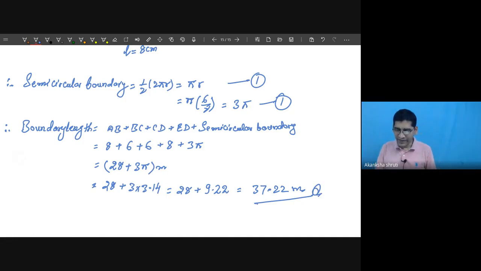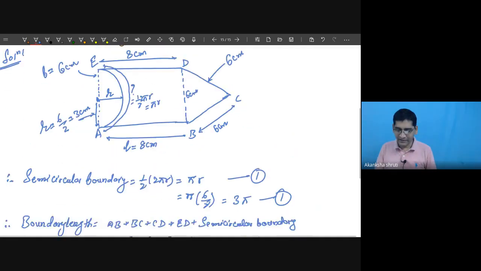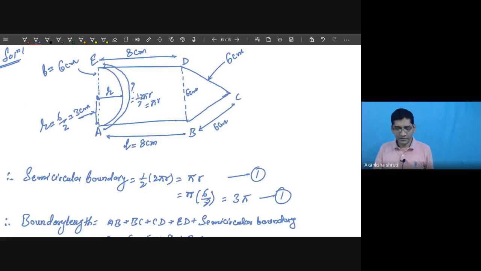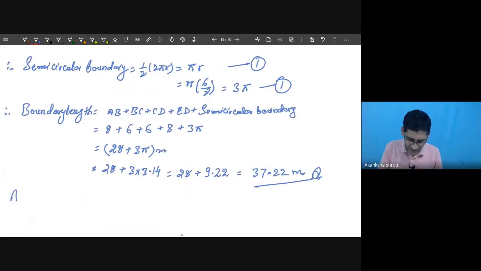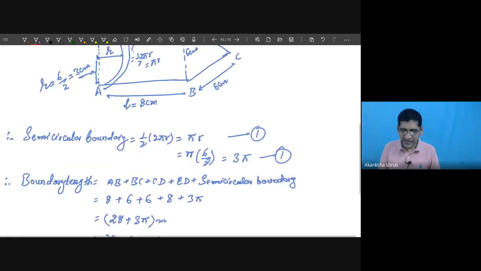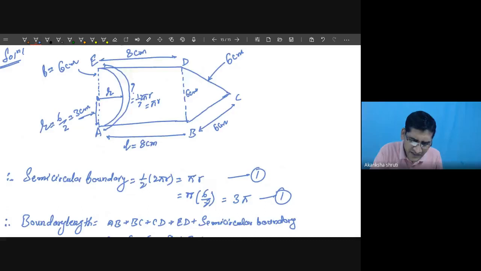So this way we have calculated very easily just by converting the known things and unknown in terms of known. It was one thing. Now coming to the area. How is the area? Students, for area, we should be careful. So area, we have to take only this much.